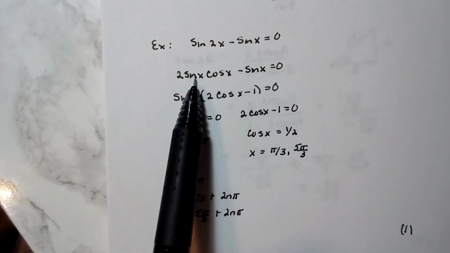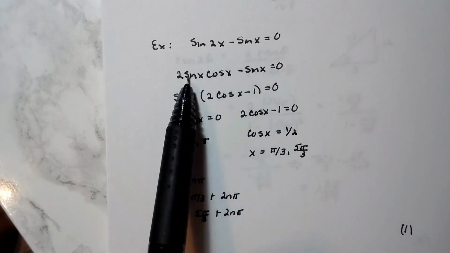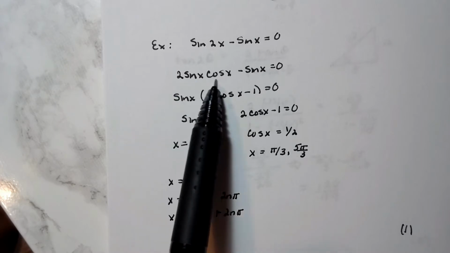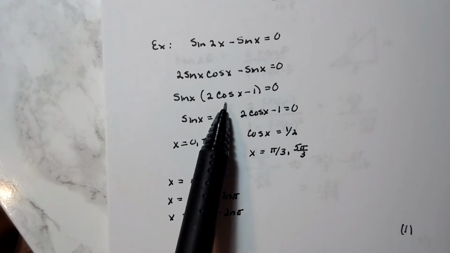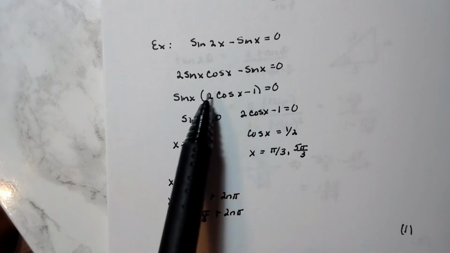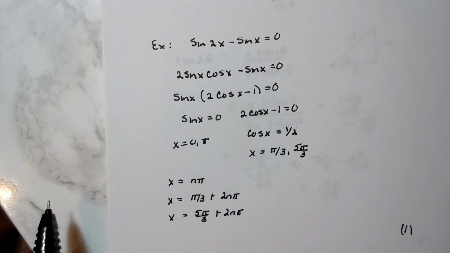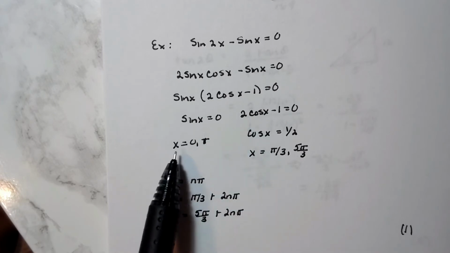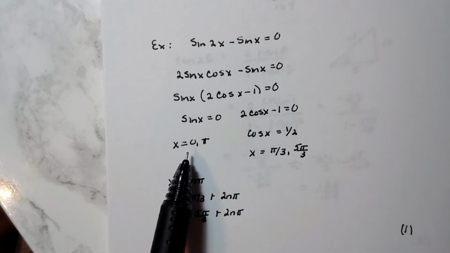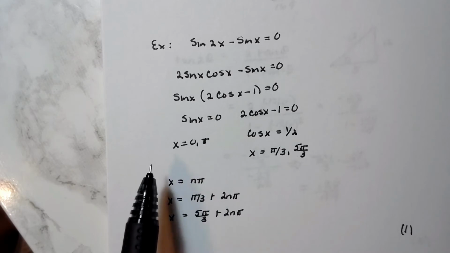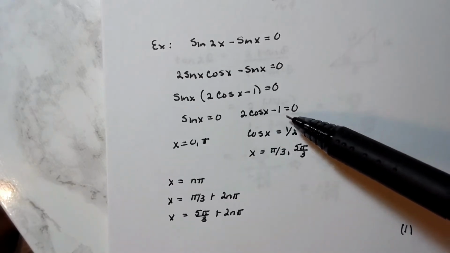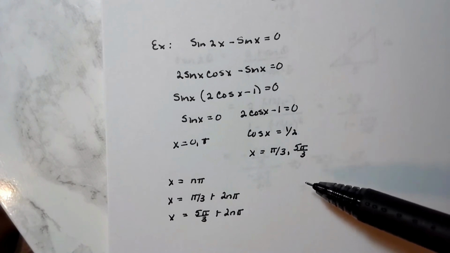And conveniently, I've got a sine in both of these terms, so I can factor out a sine and rewrite what's left. Well, what's left in this term is 2 cosine of x, bring down the minus, and what's left here by division is 1. So now I'm going to set each one of those little factors equal to 0 and solve. Well, we know that the sine is equal to 0 at 0 and pi. And a little bit more work on this one: I've got to add 1 and divide by 2, so I did that in one step.